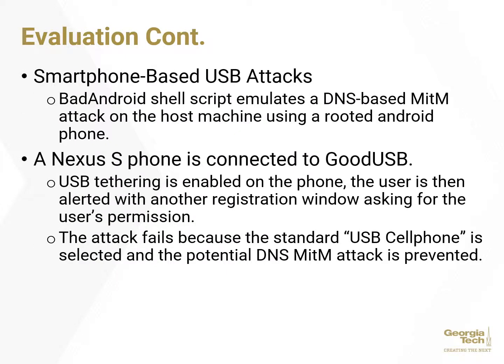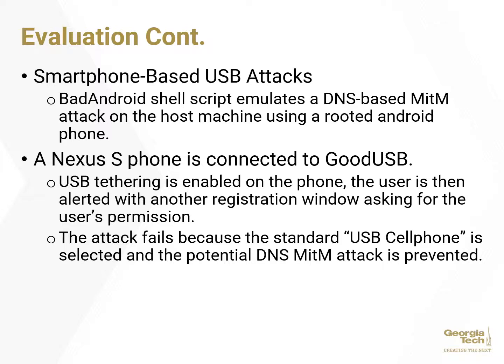The next attack they used was a smartphone-based USB attack. They use an Android phone, the Nexus S, that contains a shell script called Bad Android that emulates a DNS-based man-in-the-middle attack. This attack requires USB tethering, which allows a USB device to present itself as an Ethernet card to the host. So the Nexus S is connected to the GoodUSB and it registers as a USB cell phone.